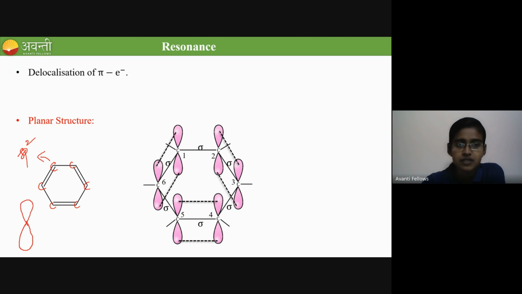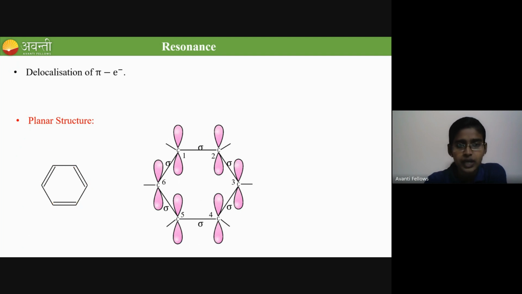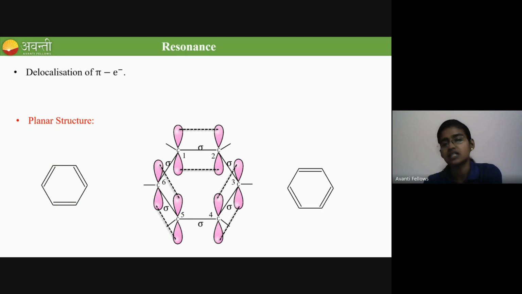In the previous picture I showed you that the pi electrons are between carbon 1 and 6, carbon 2 and 3, and carbon 5 and 4. Now you can see it is between carbon 1 and 2, 3 and 4, and 5 and 6. The bond line representation for this particular configuration is this. So what is happening here? The pi electron which is here is getting delocalized and moving towards this position. Through this, we are getting this particular structure. And again, if you shift the pi electrons like this, you will get the first structure again.